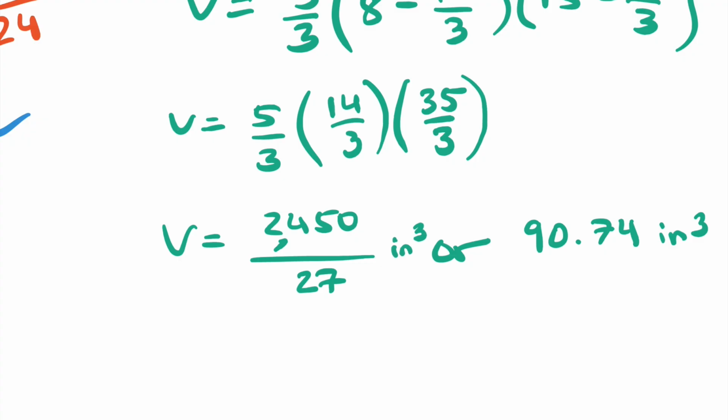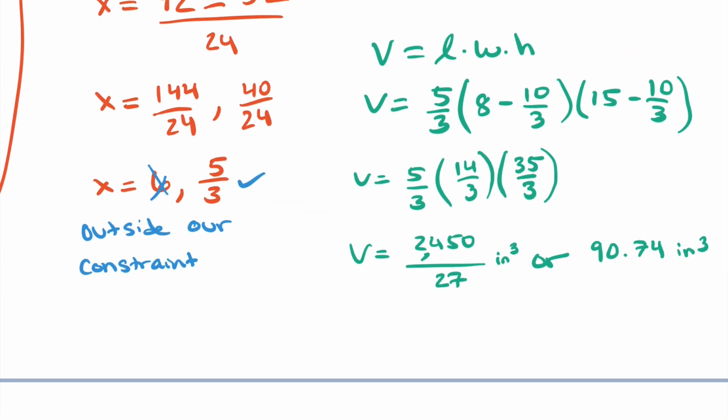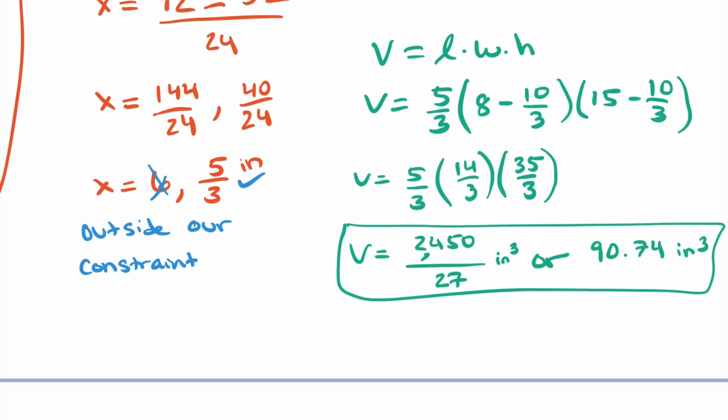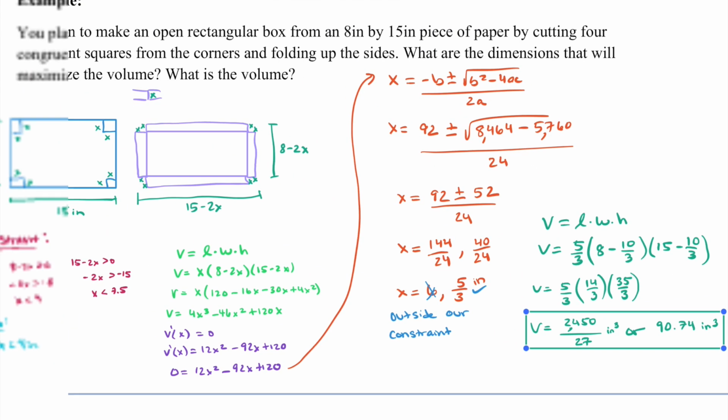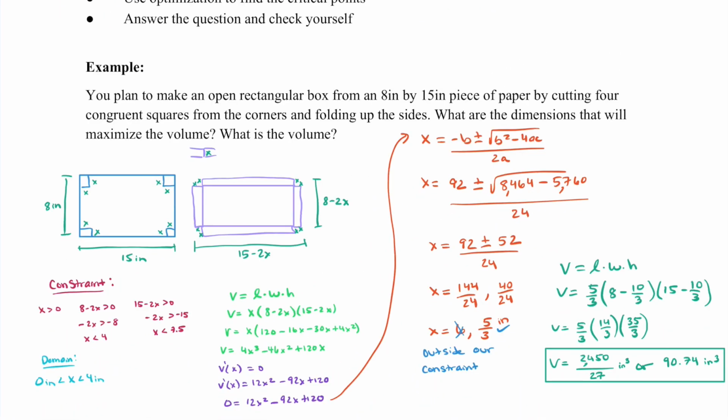Okay, so the value that maximizes is 5/3 inches. These are inches. And our final volume is 90.74 inches cubed. Alrighty, sorry about that. So there is one last thing that I really should do.